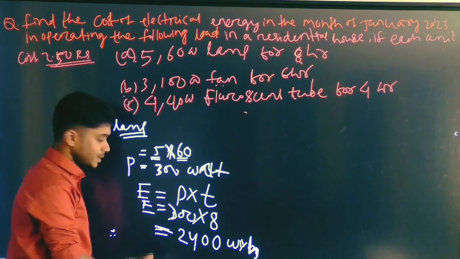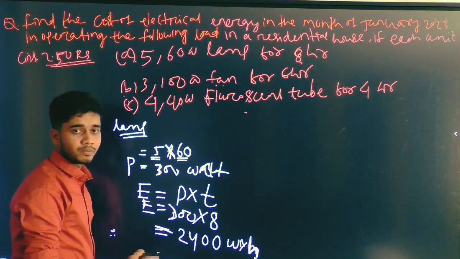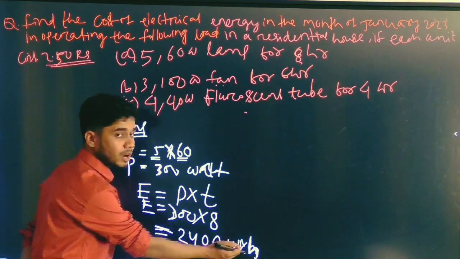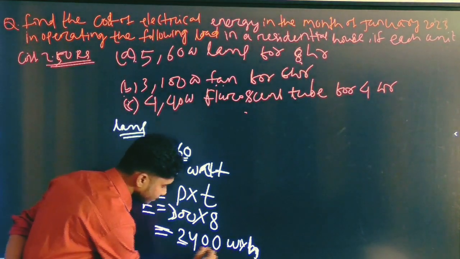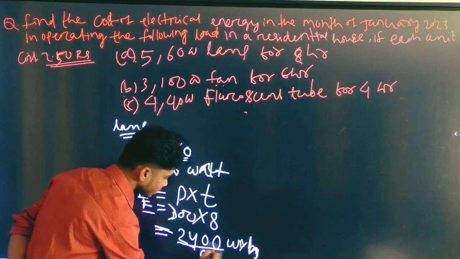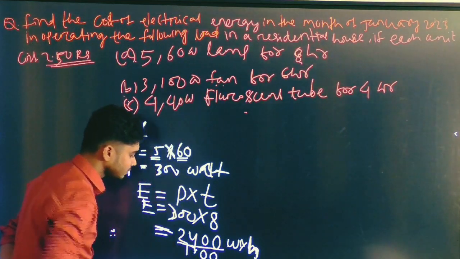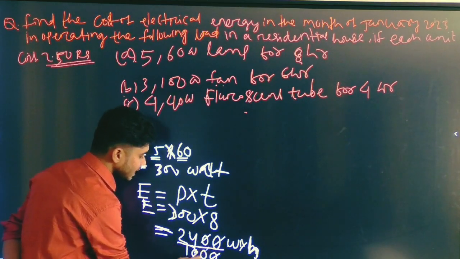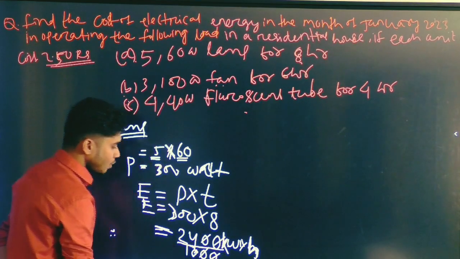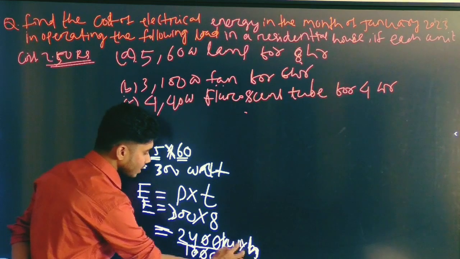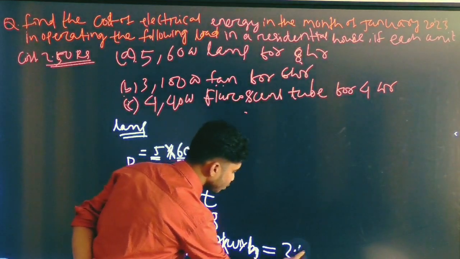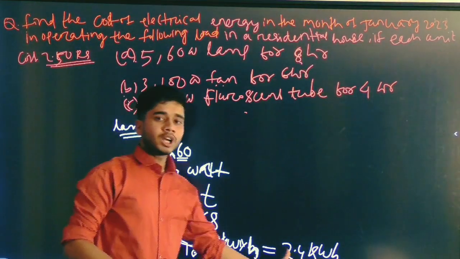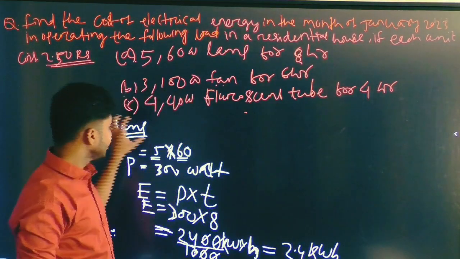I want to express the unit of energy in terms of kilowatt hour. For that I can divide by 1000, so that I can express energy in terms of kilowatt hour. So I am dividing by 1000, so that it is expressed in terms of kilowatt hour. Now I can say that 24 by 10 kilowatt hour is nothing but 2.4 kilowatt hour. 2.4 kilowatt hour is the amount of energy required by the lamp load itself.